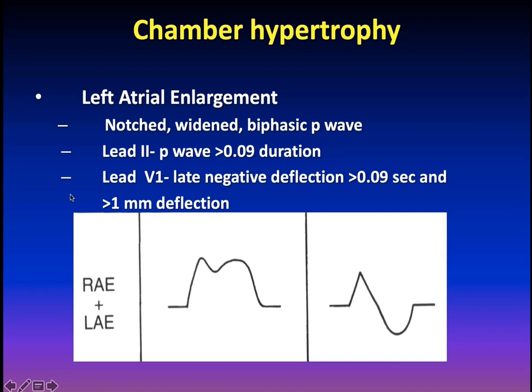Okay, for the left atrial enlargement, it is usually notched, widened, or biphasic. Usually you can see a P wave of more than 0.09 duration in lead 2. In lead V1, you will see a late negative deflection, or we call it the rabbit ear. This is the rabbit ear, and this is biphasic. If you are able to see this one, this is combined because of the rabbit ear. And for the notch, it is a left atrial enlargement.